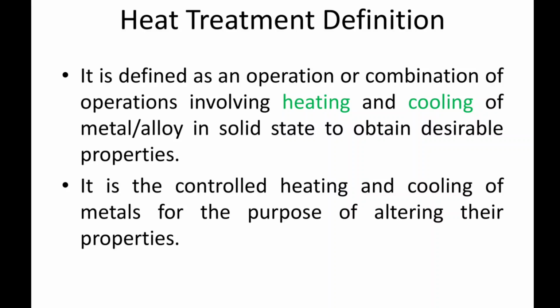First, we heat the material above the recrystallization temperature, and then we hold for a particular time, after which we cool the metal. It is the controlled heating and cooling of metals for the purpose of altering their properties. What properties we expect depends upon the heating and cooling process and the time, so we can make the material the way we want.